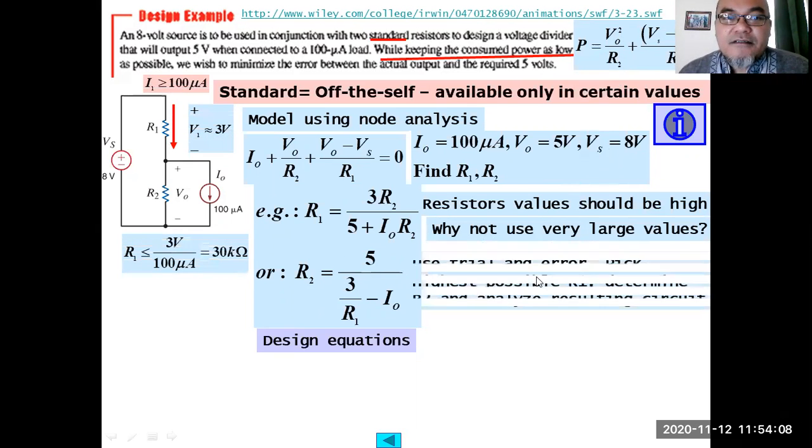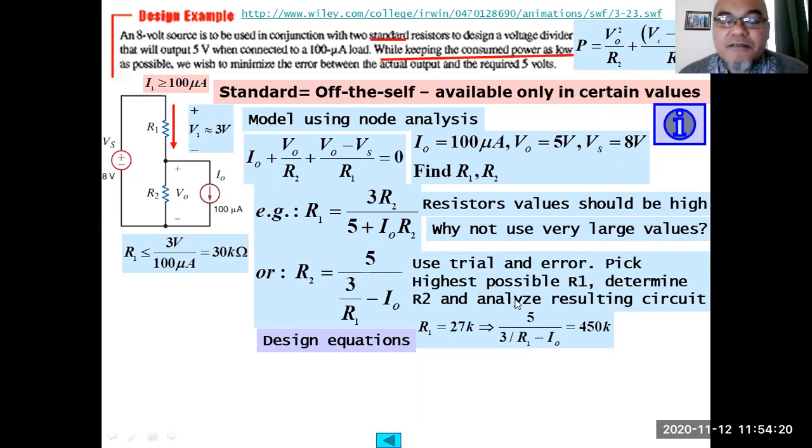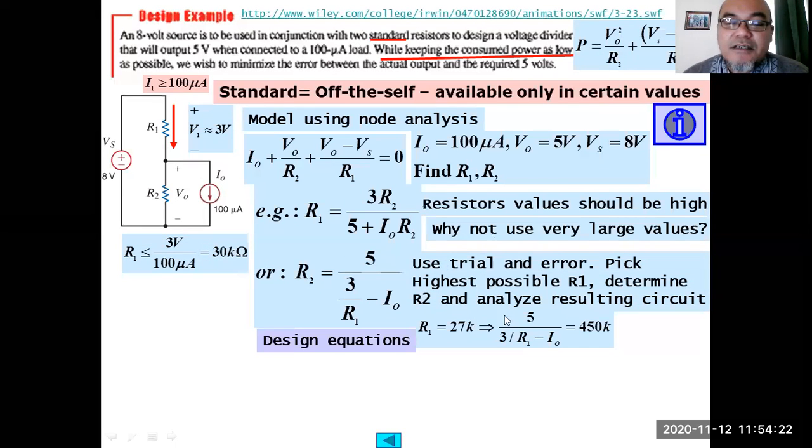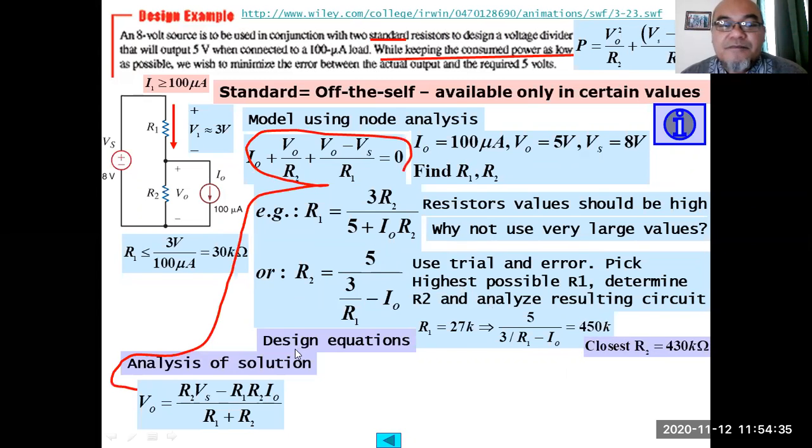But why not have very large values? We have to use trial and error: pick the highest possible R1 value, then determine R2 and analyze the resulting circuit. Let's, for example, pick R1 to be 27 kilo ohm. Using this design equation, we obtain R2 to be 450 kilo ohm. The closest R2 in the market that we can purchase is 430 kilo ohm.